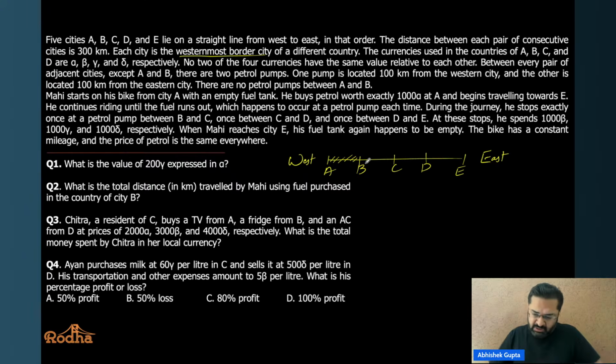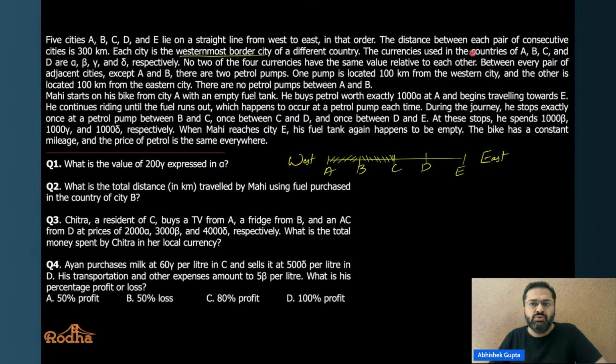Likewise, if I show you, what would be this? This would be the country in which B lies. Likewise, this would be the country in which C lies, and this would be the country in which D lies. And we have not talked about anything after that. So this is what it says: westernmost border city of a different country. So these are different countries. This area would belong to the country in which city A lies. This area would belong to the country in which city B lies. So this is how it's working.